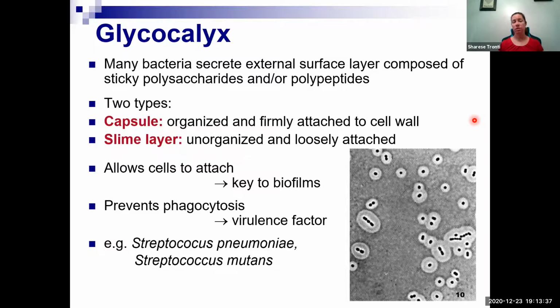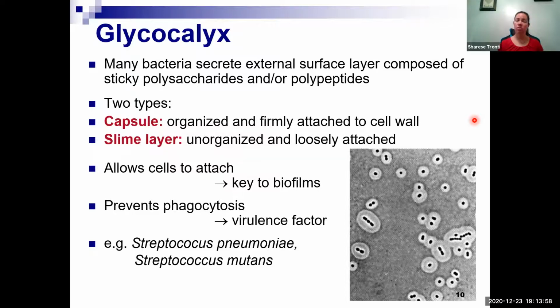This is really important because this is part of biofilms, and biofilms are really important in hospitals because it can be very difficult to sanitize or clean biofilm up. So they're kind of resistant to disinfectants.